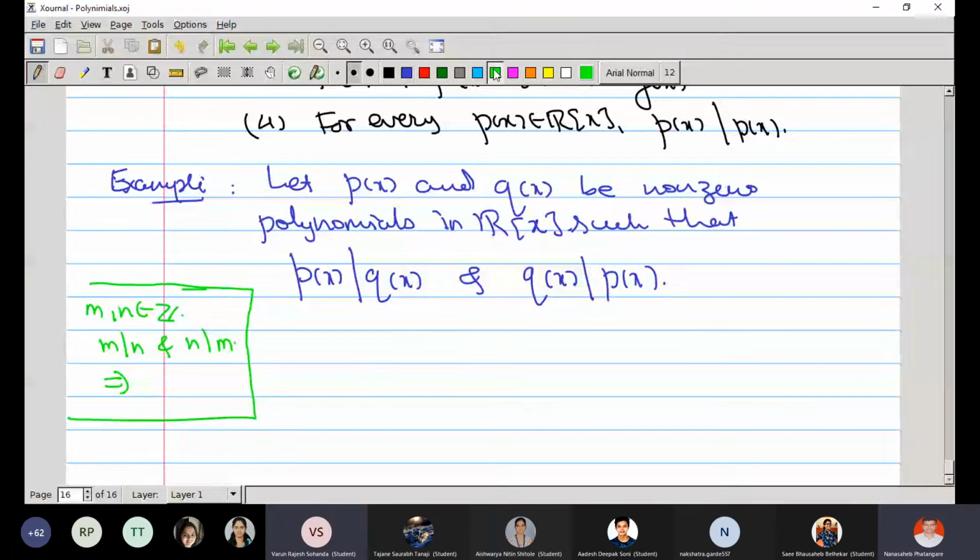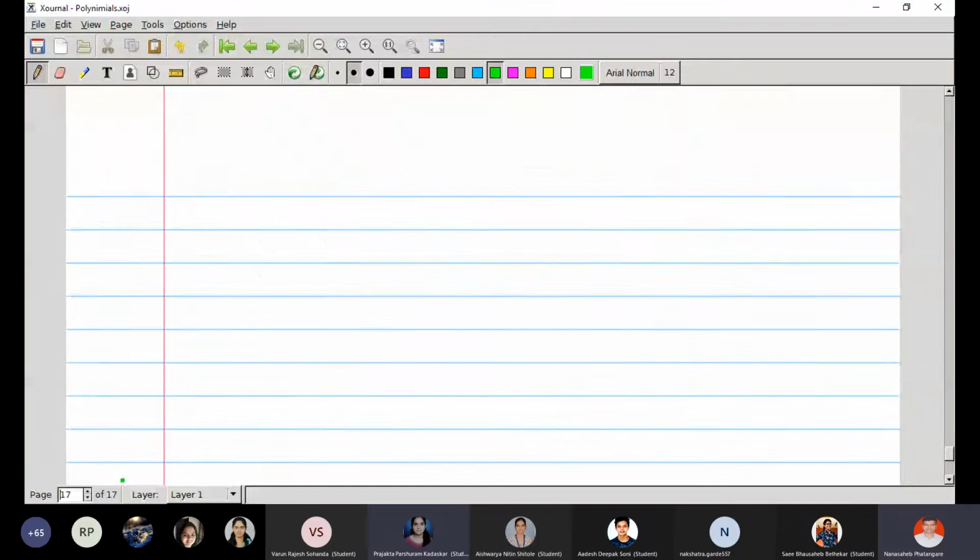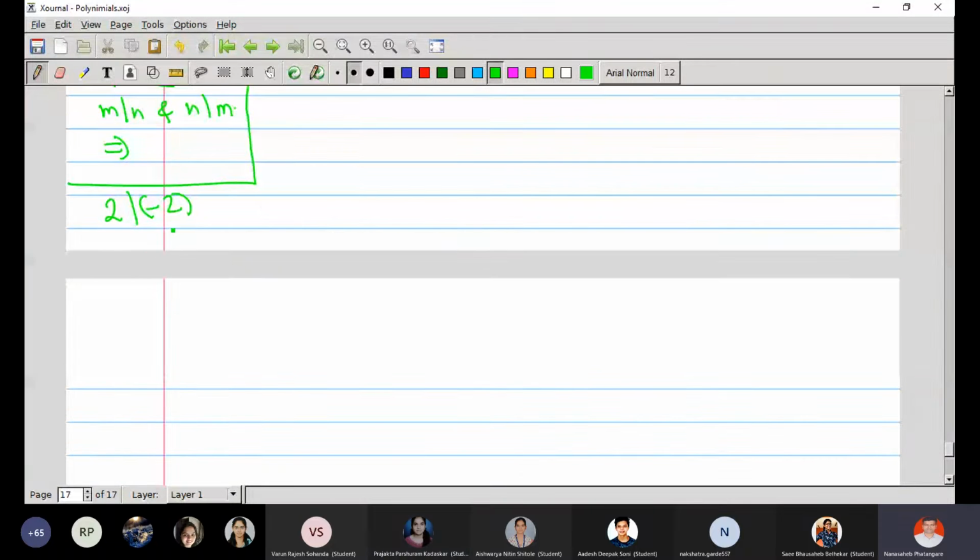Do you understand? 2 divides minus 2, am I right? Is it true? 2 divides minus 2, correct? Yes. And why does 2 divide minus 2? Because minus 2 is minus 1 times 2. There is another integer, minus 1, so certainly 2 is a factor of minus 2. Also, minus 2 divides 2 because I can write 2 as minus 2 into minus 1. Minus 1 is another factor, and minus 2 is also a factor of 2.